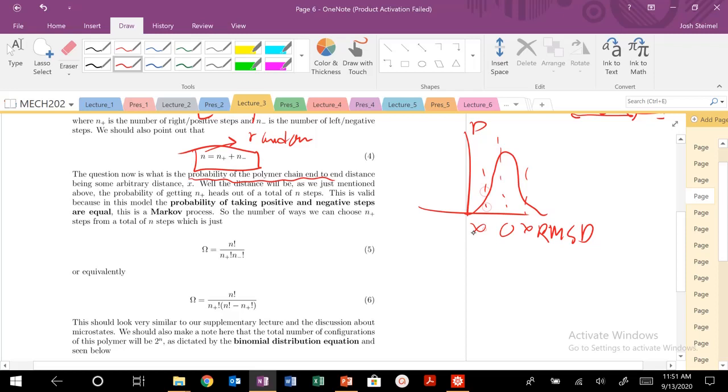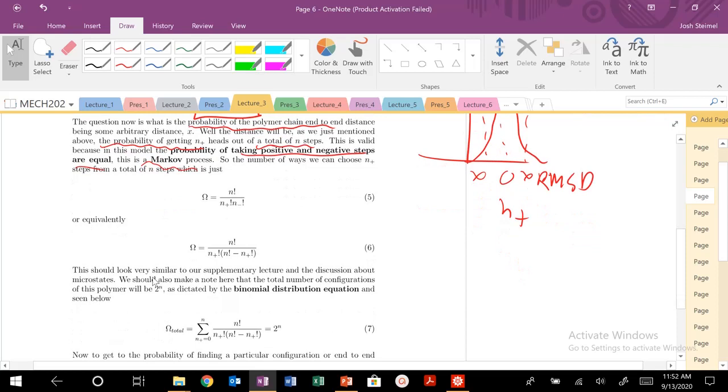Well, that distance is going to depend on basically n plus. So the question we're asking is, what's the probability of getting n plus heads, or n plus positive steps, out of a total of n steps? Hopefully, since this is a Markov process, positive and negative steps are equally likely. So from statistics, we can use this binomial distribution. You could think of it as the probability of getting so many heads from flipping coins, heads and tails, and you obtain the same kind of expression. So this binomial distribution equation is our probability.